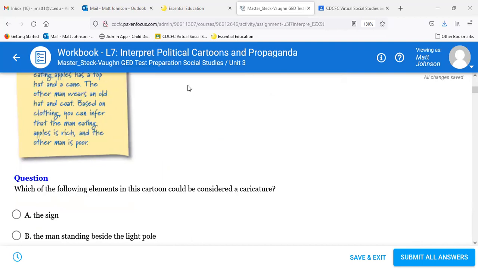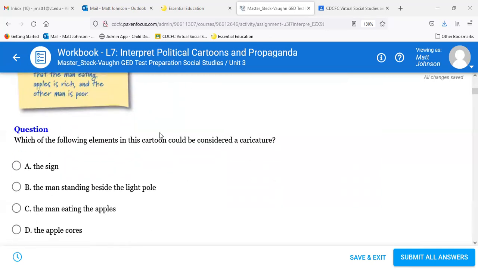Grace, you want to read question 1 for us? Okay. Which of the following elements in this cartoon could be considered a caricature? A, the sign. B, the man standing beside the light pole. C, the man eating the apples. And D, the apple cores. C? Yeah, C. Man eating the apple cores, right? Or I'm sorry, the man eating the apples, not the apple cores.